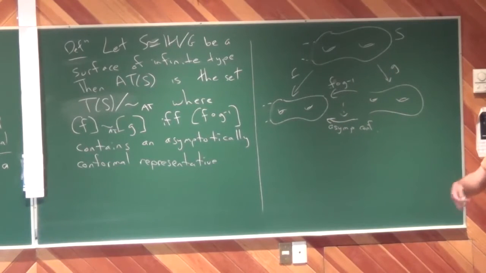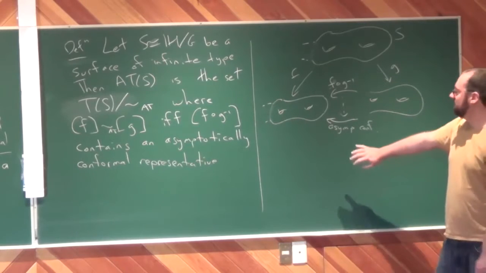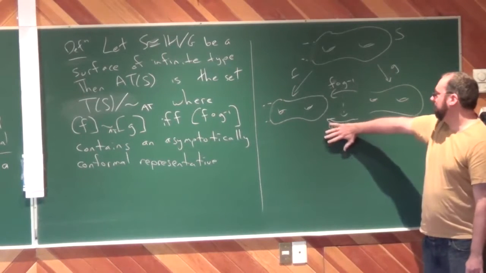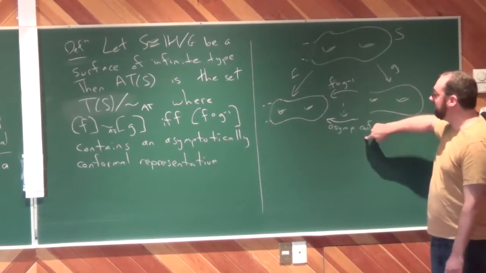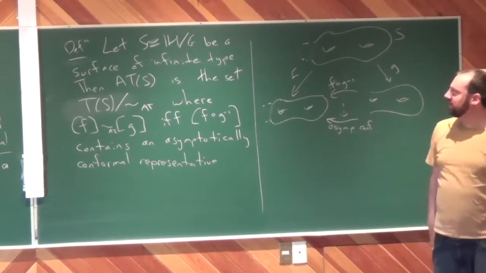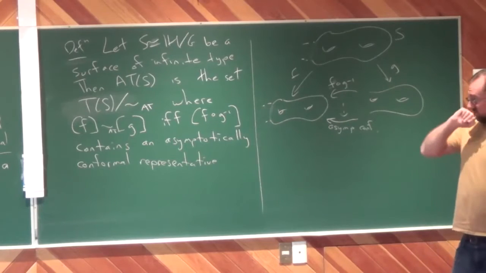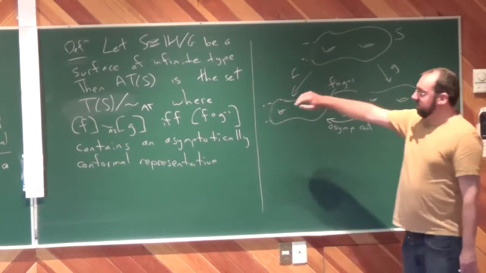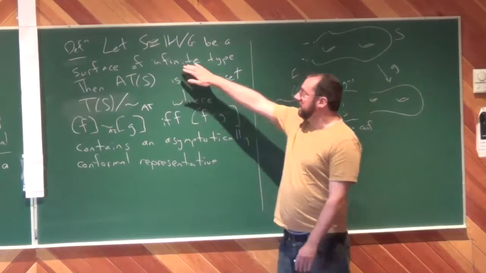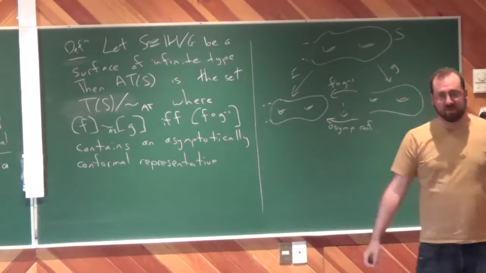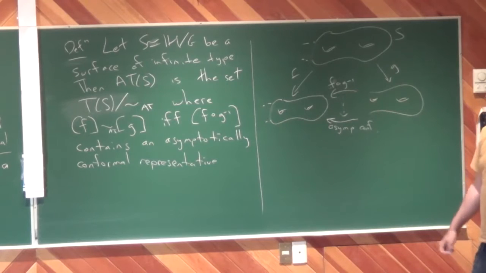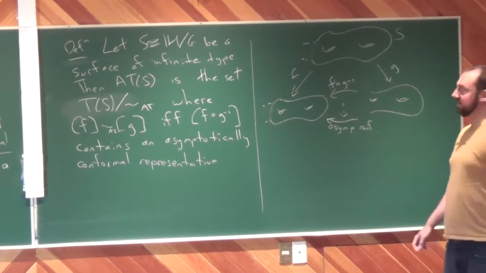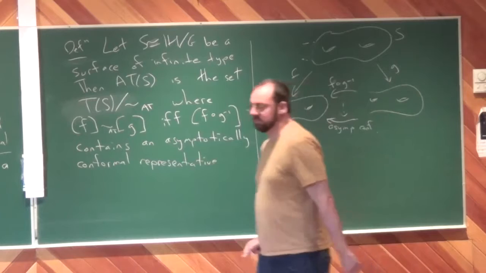So in the Teichmüller space definition, we don't have this asymptotically. We have this is homotopic to a conformal map. Here we have asymptotic conformality. So if we look at surfaces of finite type, then asymptotic Teichmüller space just reduces to one point. So this is a set that's only interesting when you're looking at surfaces of infinite type.